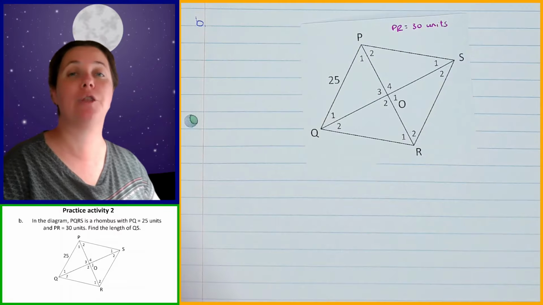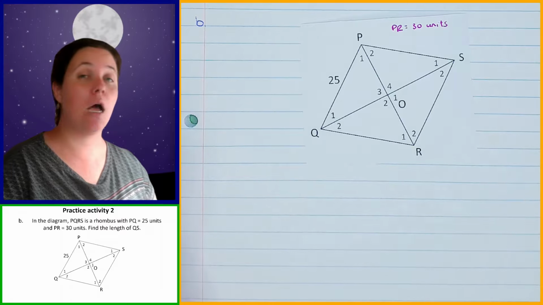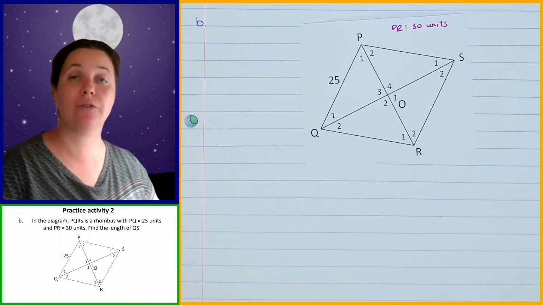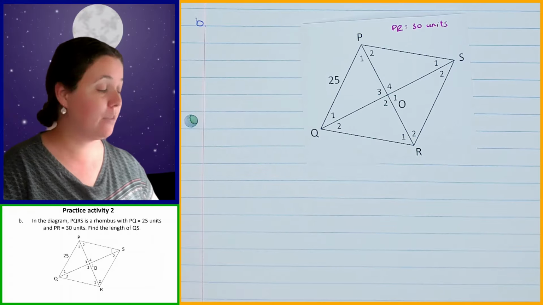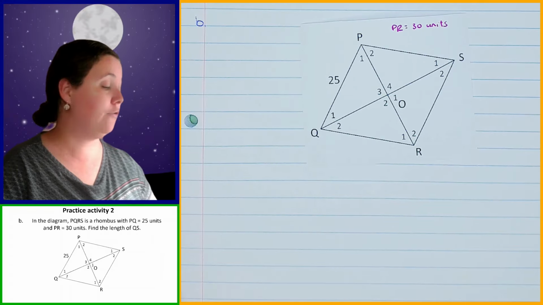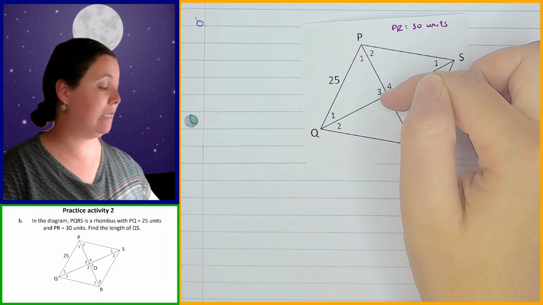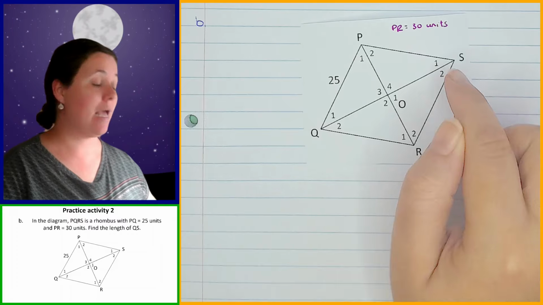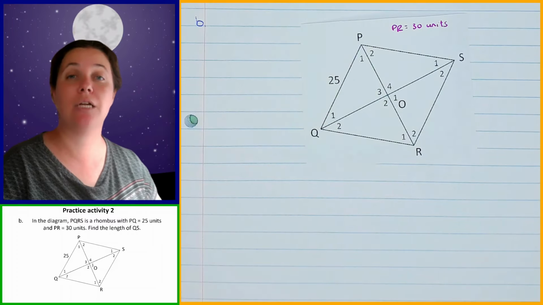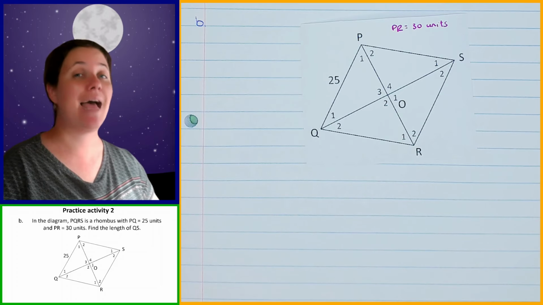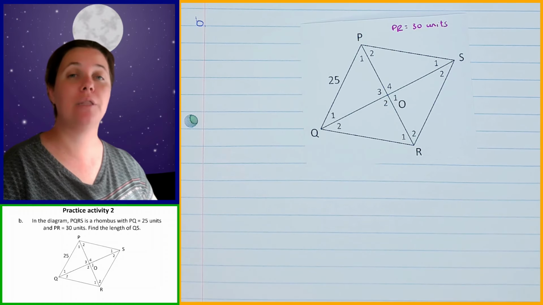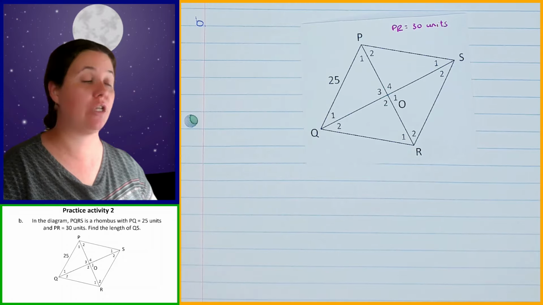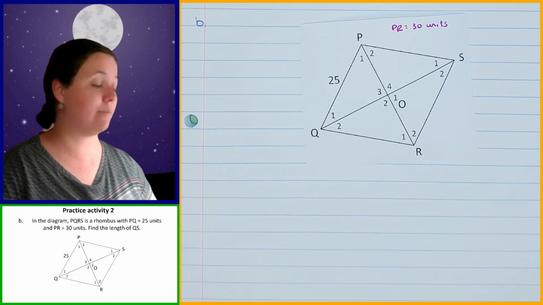So what do we know about the diagonals of a rhombus? I know that the diagonals of a rhombus bisect each other, so they cut each other exactly in half. That means that PO will be equal to OR and QO will be equal to OS. And I also know that the diagonals of a rhombus bisect each other at 90 degrees. It's different to other parallelograms. It's only the rhombus and the square that have the diagonals that are perpendicular to each other out of all of the different kinds of parallelograms.